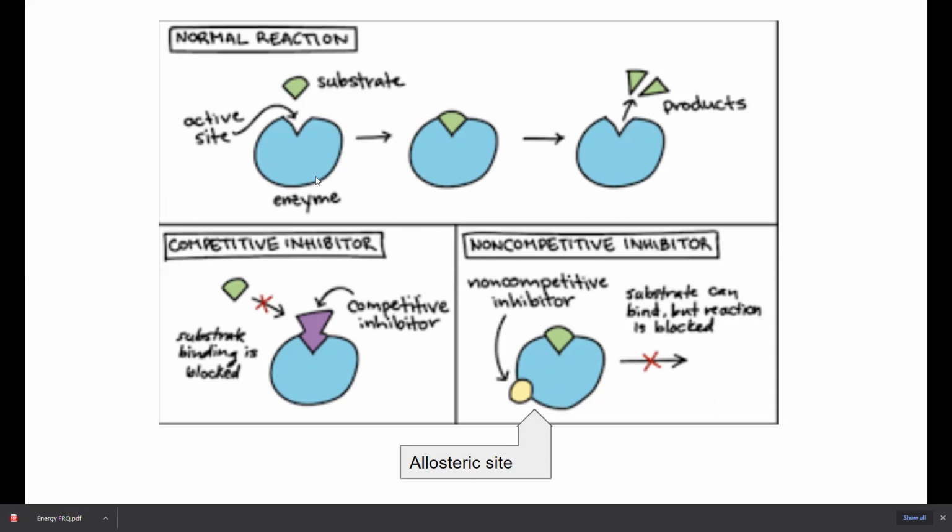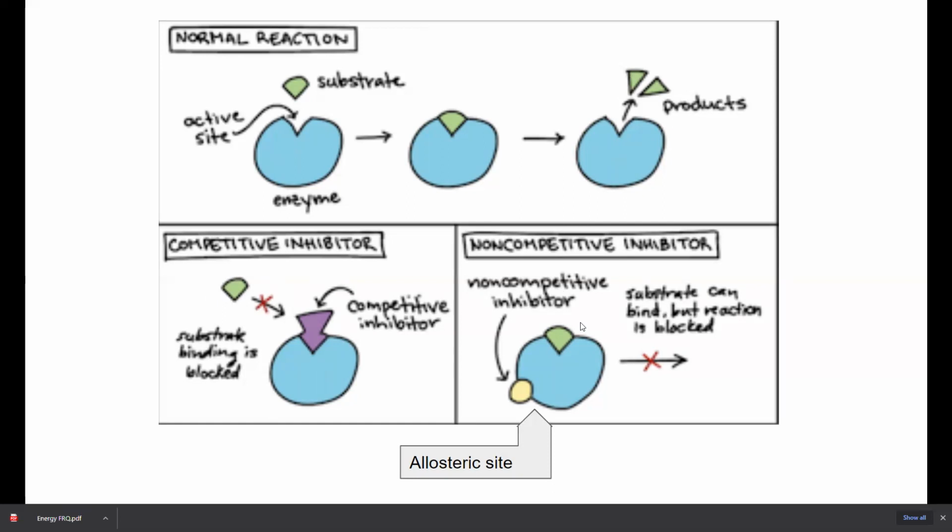If they are not that shape, because they've been denatured, they are not going to catalyze that reaction. Just reminders about some inhibitors. If it's a competitive inhibitor, it's competing with the substrate. So the substrate can't bind to the active site, so it can't make the products that it's supposed to make.